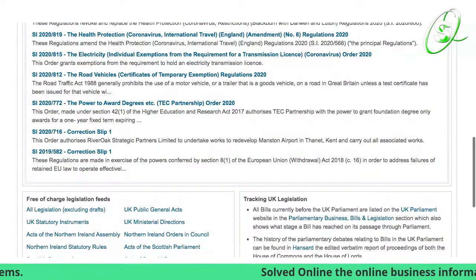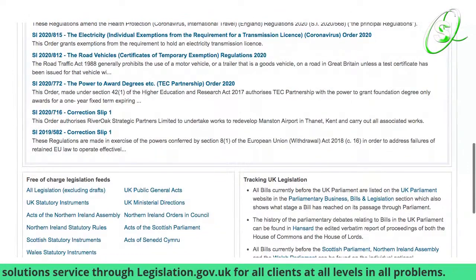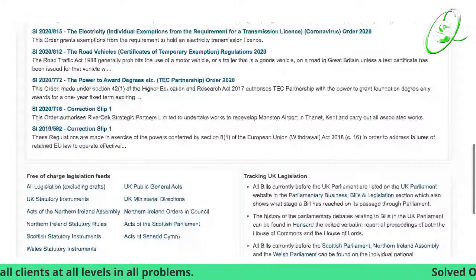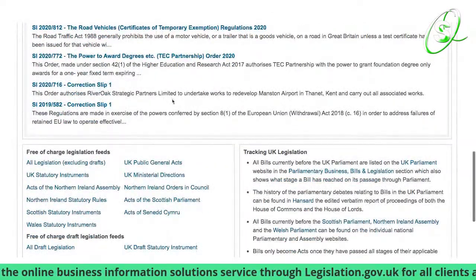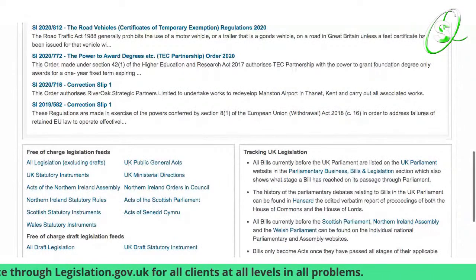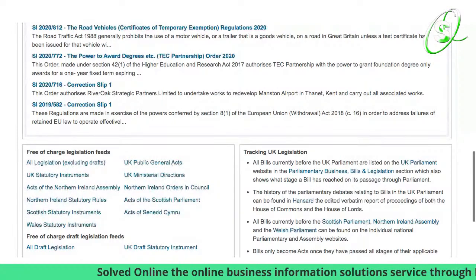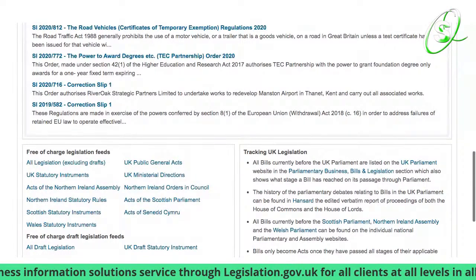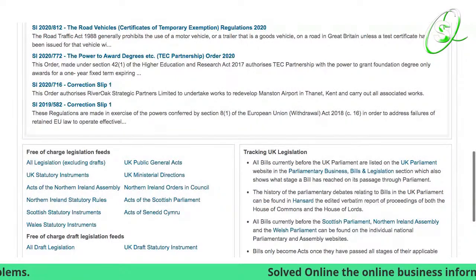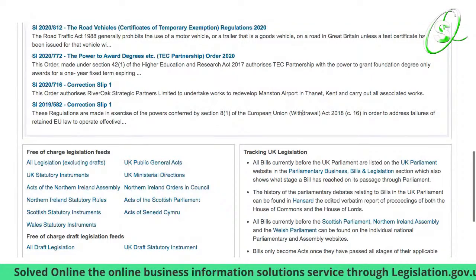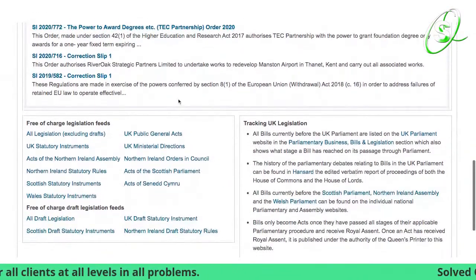We have the Road Vehicles Certificate of Temporary Exemption Regulations 2020. Next, we have the Power to Award Degrees etc. TEC Partnership Order 2020, and also some correction slips. This order authorized River Oak Atlantic Partnership Limited to undertake work to redevelop Manston Airport, so it's about an airport. This one is about the European Union, the Withdrawal Act 2018, and they're just amending Section 8.1.